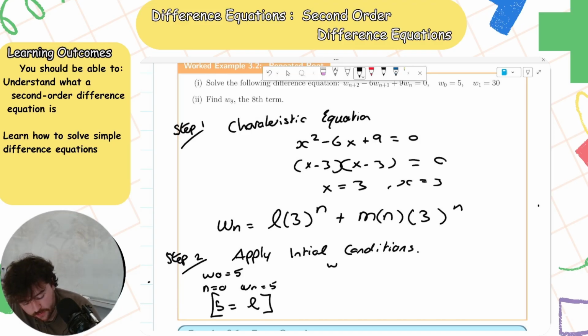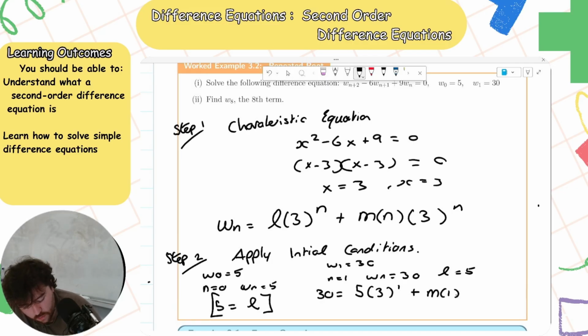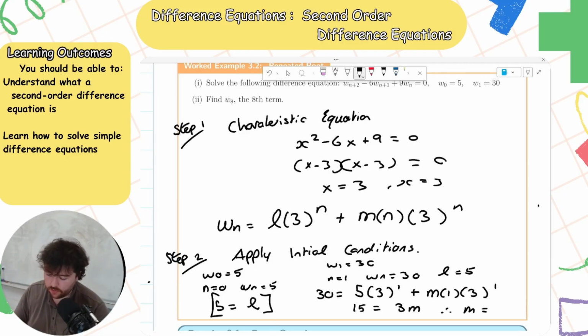And then let's look at my other one. W1 is equal to 30. So when n equals 1, Wn is equal to 30. And I know L is equal to 5. So I have 30 equals L times 3 to the power of 1, we know L is equal to 5, plus m times 1 times 3 to the power of 1. So this is going to be 15. Bring that over. 15 is equal to 3m. Therefore, m is equal to 5 as well.